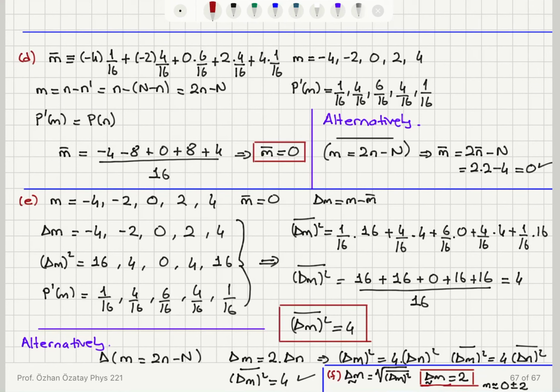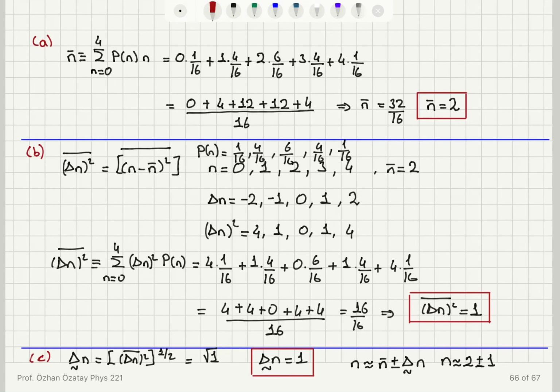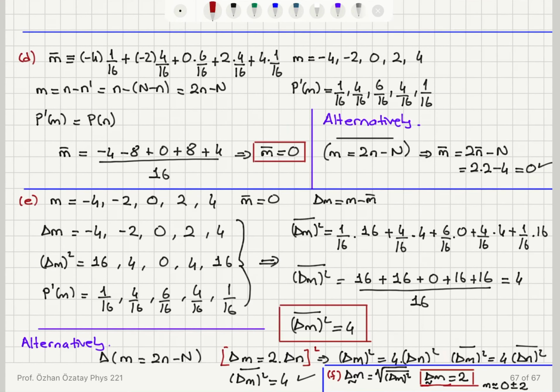I take their squares, multiply them with the corresponding probabilities and add them up to get the variance, which is 4. And alternatively, I see that from m equals 2n minus capital N, the deviation in m is twice the deviation in n, and delta m square is 4 times delta n square, by taking the square of both sides of this equation and taking the average. Delta m square bar should be 4 times the variance of n, which is indeed 4, because delta n square bar was 1. So it's 4 times 1, which is 4. And the standard deviation is the root mean square, the square root of 4, which is 2.